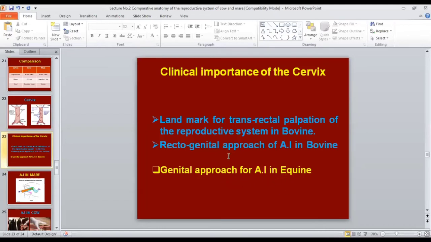In the rectogenital approach, one hand of the clinician is in the rectum holding the cervix, and with the other hand, the AI gun is passed through the vagina up to the cervix. So that's why it is the rectogenital approach for AI in bovine, but the genital approach for AI in equine. The difference is also due to the texture of the cervix: one cannot hold the cervix of the mare via the rectum, but it is possible in bovine due to the difference in the texture of the cervix.